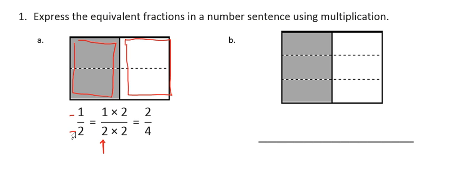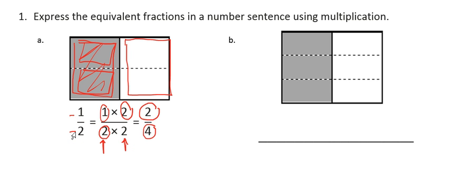When we divided the model in 2, we actually doubled the number of pieces that made up the whole. Instead of having 2 pieces make up the whole, we now have 4 pieces that make up the whole. And we also doubled the amount of pieces that were shaded. Instead of having 1 piece shaded, we now have 2 pieces shaded.